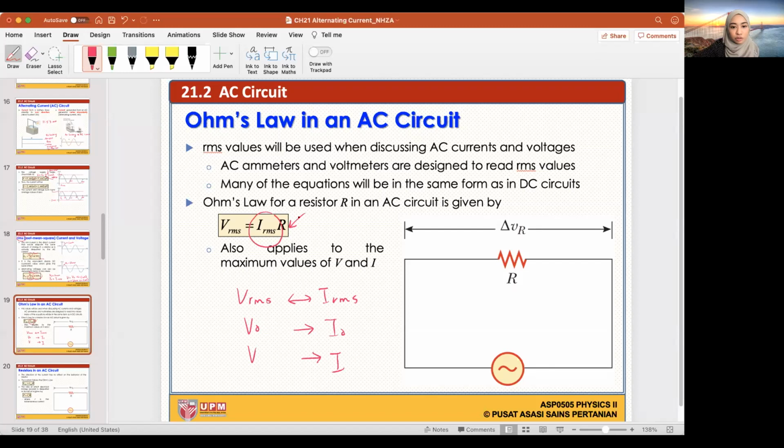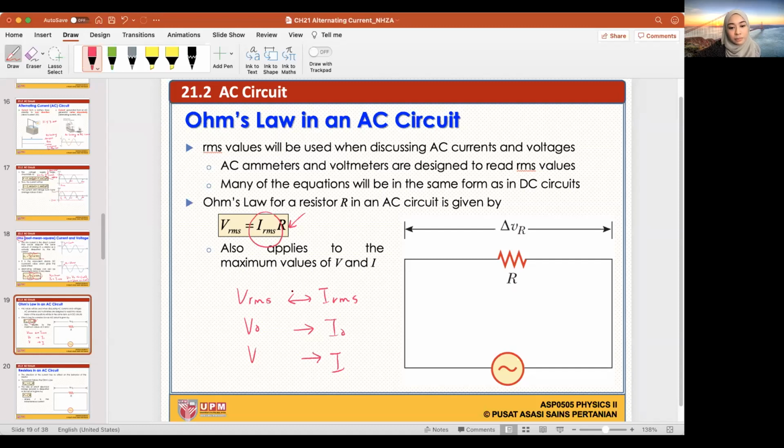The R is not affected by RMS. The R is actually never affected. R has no sine function, R has no root mean square. So the resistor value is always just the resistor value. It has no difference anywhere. Okay.